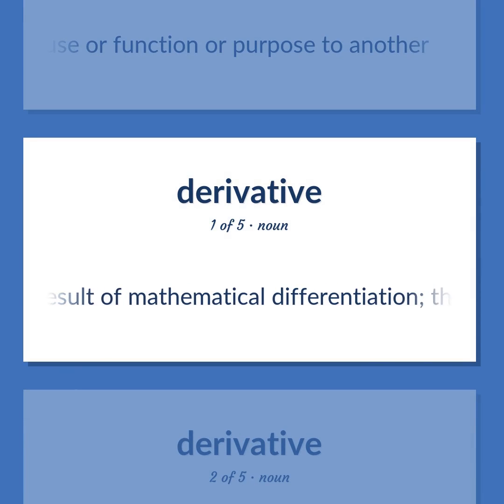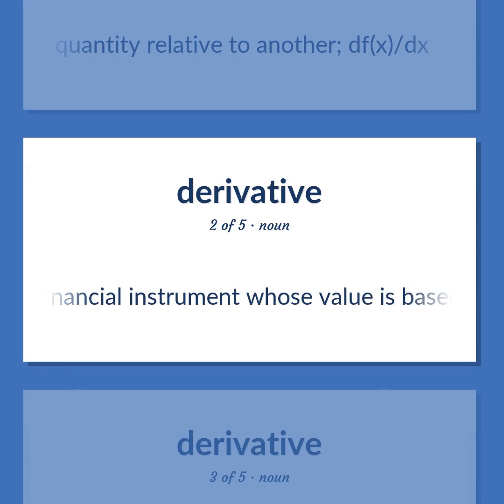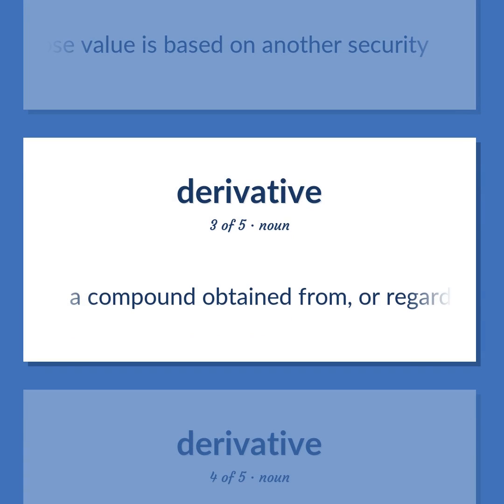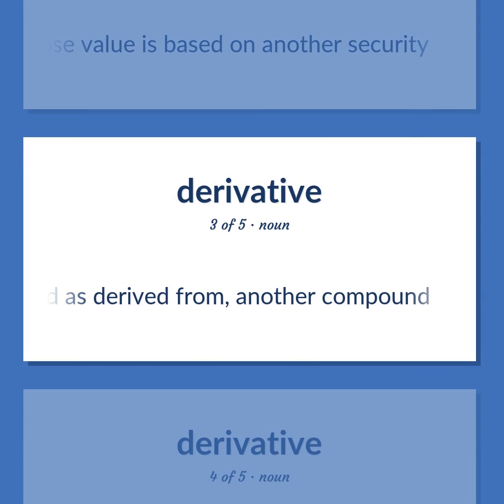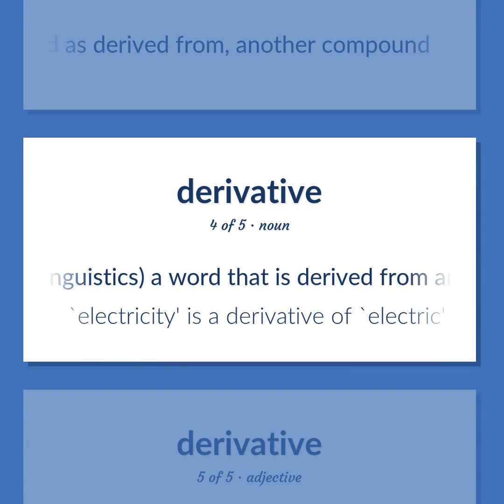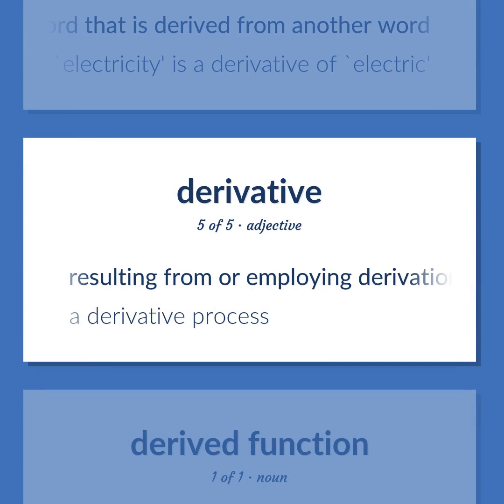The result of mathematical differentiation. The instantaneous change of one quantity relative to another: df, x, dx. A financial instrument whose value is based on another security. A compound obtained from, or regarded as derived from, another compound. Linguistics: a word that is derived from another word. Electricity is a derivative of electric. Resulting from or employing derivation: a derivative process.